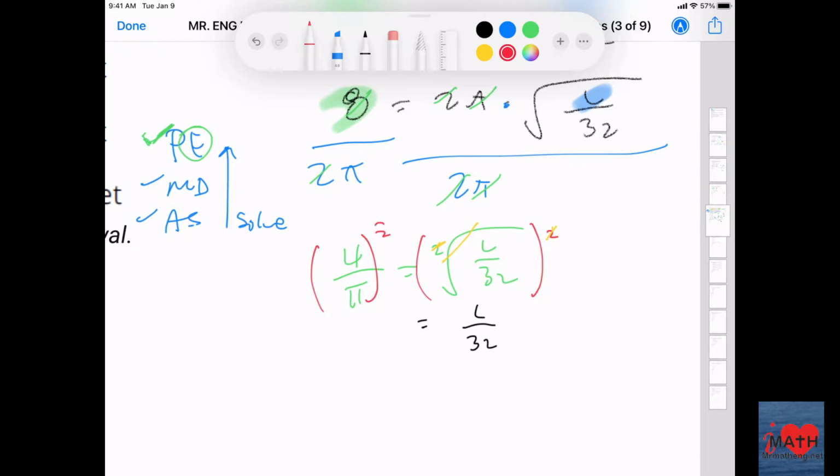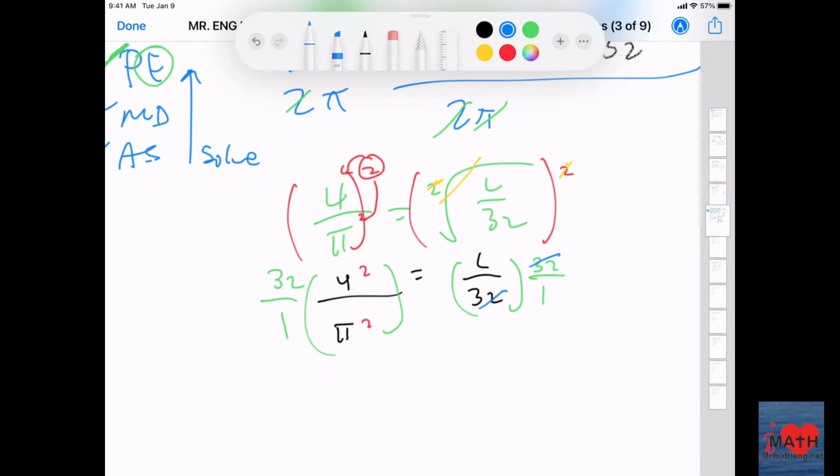On this side, you get to use something called the power rule, which means that that 2 goes to both of them now. So that'll be 4 squared and pi squared. And I'm actually not going to evaluate now. I'll tell you why in 30 seconds. This is division, so I'm going to multiply both sides by 32. How do you make 32 a fraction? You put it over 1.